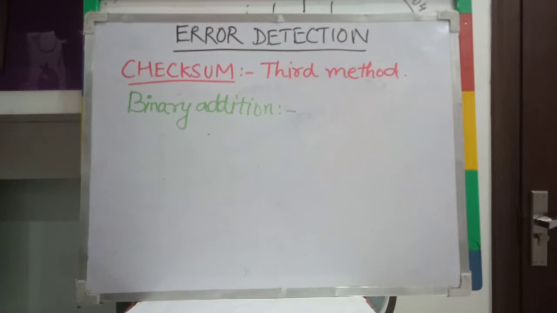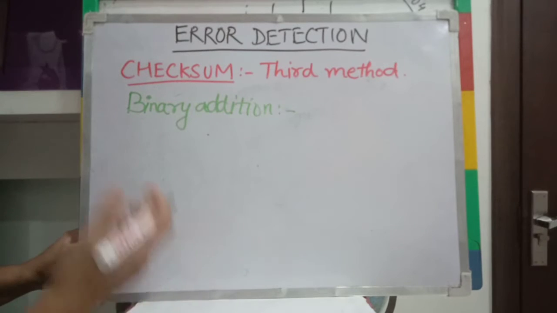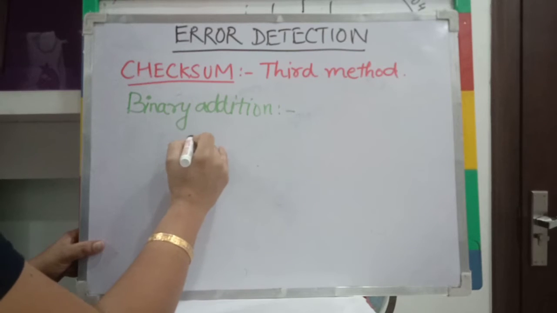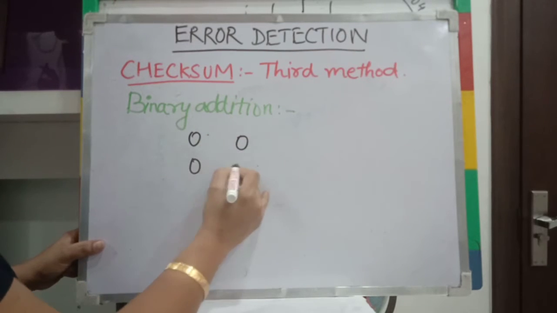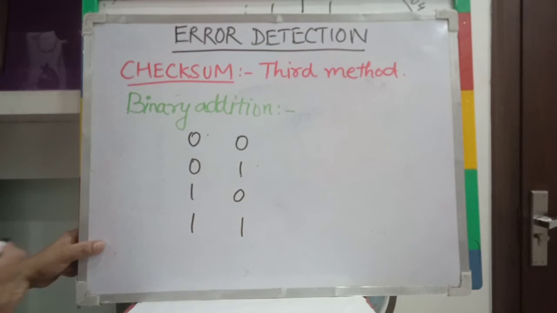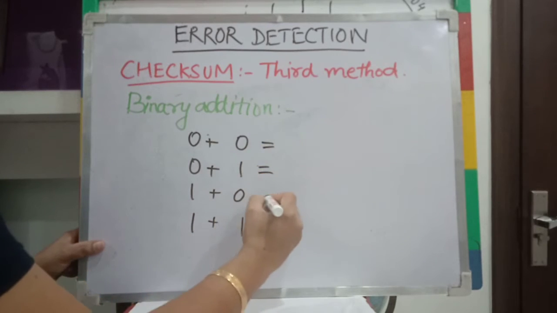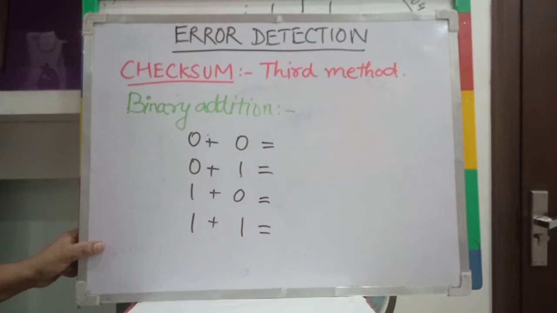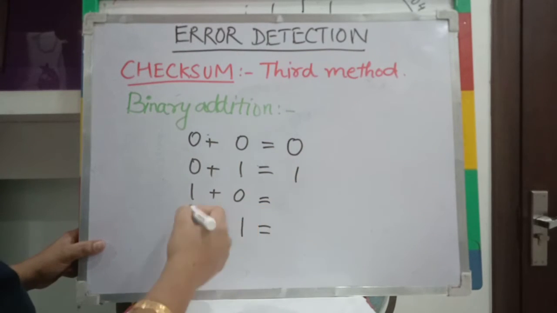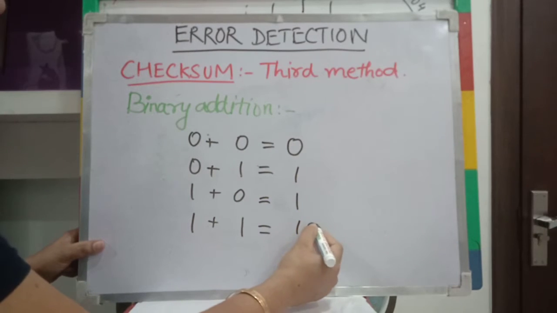To understand the working of a checksum, we must revise what binary addition is. You all know what binary numbers are: 0 and 0, 0 and 1, 1 and 0, 1 and 1. If I need to do the binary addition of all of them, what should I write? 0 plus 0 is 0, 0 plus 1 is 1, 1 plus 0 is 1, and 1 plus 1 we write 10.